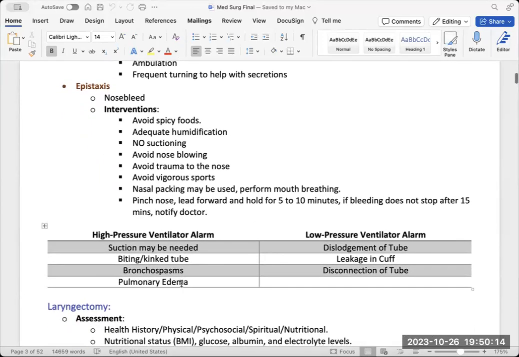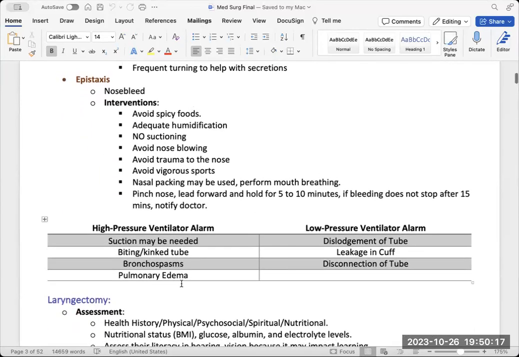The last two things we're going to talk about are epistaxis. I can't say that one, but you know what I mean. And the high pressure and low pressure alarms. So what does epistaxis mean? Nosebleeds. Okay. And what sorts of interventions should I do if somebody has a nosebleed? Pinch the nose, lean forward, and hold for 5 to 10 minutes to stop the bleeding.